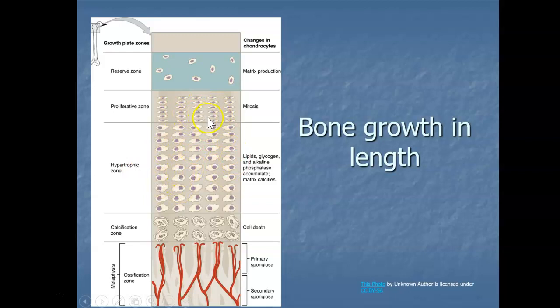So these are going to divide and reproduce more cells, and then these are going to be those cells that have aged and matured. And so bone growth in length is done because of the activity really in these 2 layers. Making new cells, having those cells mature. Again, we're still talking about chondrocytes here. We're still talking about cartilage cells.